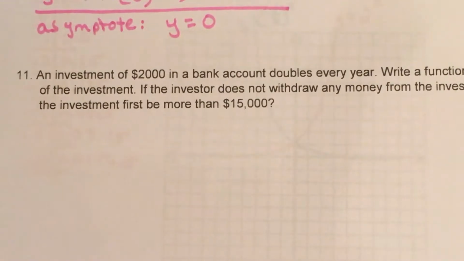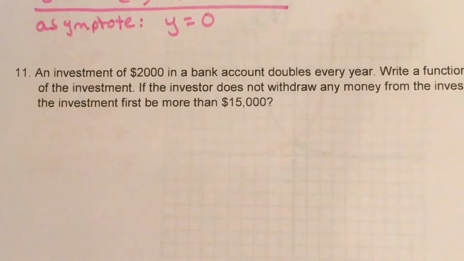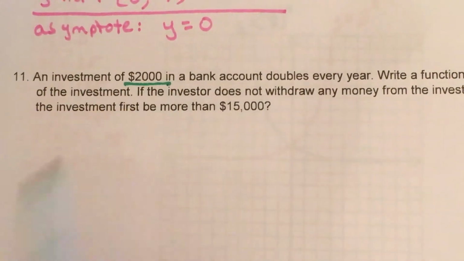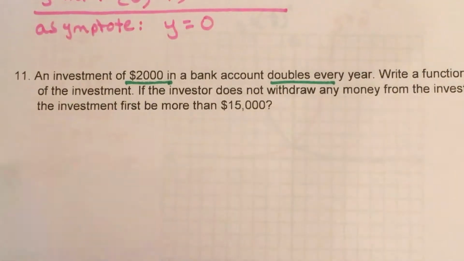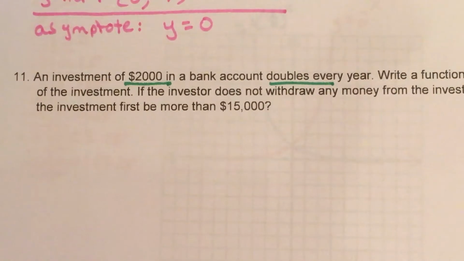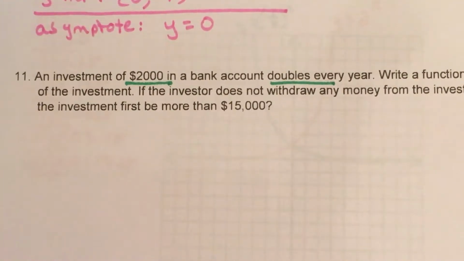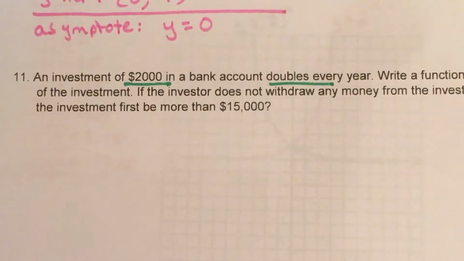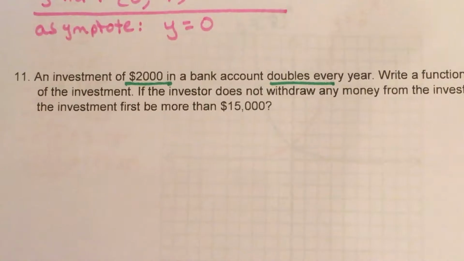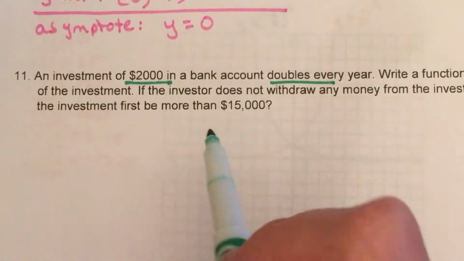Let's do number 11 together. An investment of $2,000 is in a bank and it doubles every year. Ooh, I like it. We need to write a function rule that will model the value of the investment. If the investor does not withdraw any money from the investment, when will the value of the investment first become more than $15,000?